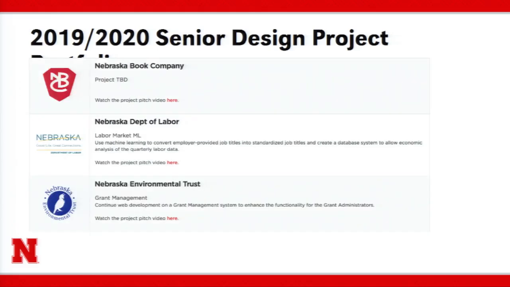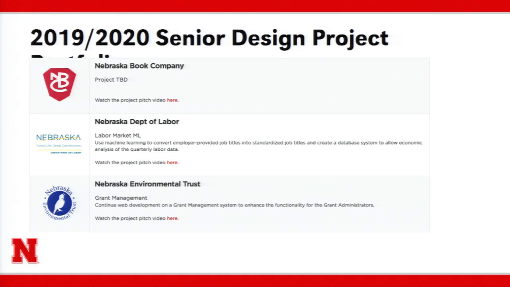Next one is Nebraska Book Company. I'm sorry I didn't update that fast enough, but I am happy to have your project descriptions, even if they come in late. And that project description that I read, I think yesterday, said that we were going to do a buyback application. We're stoked about that.